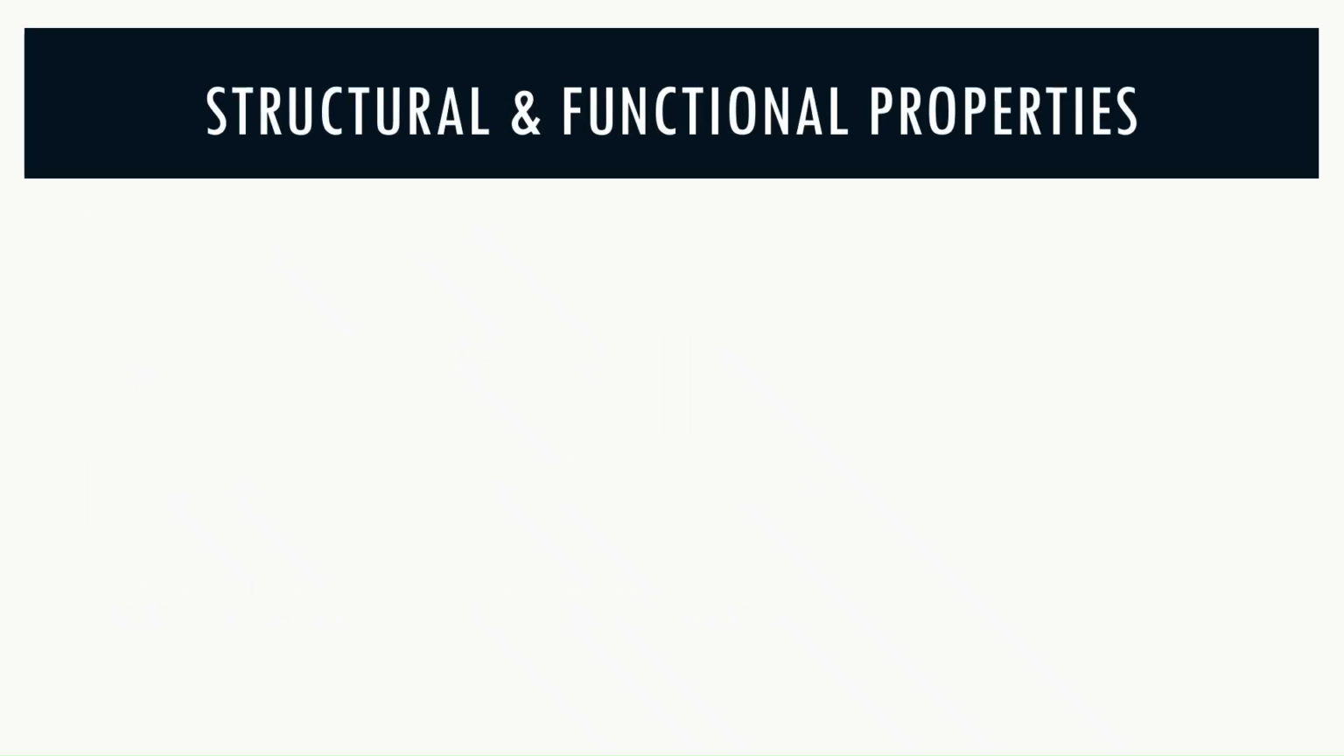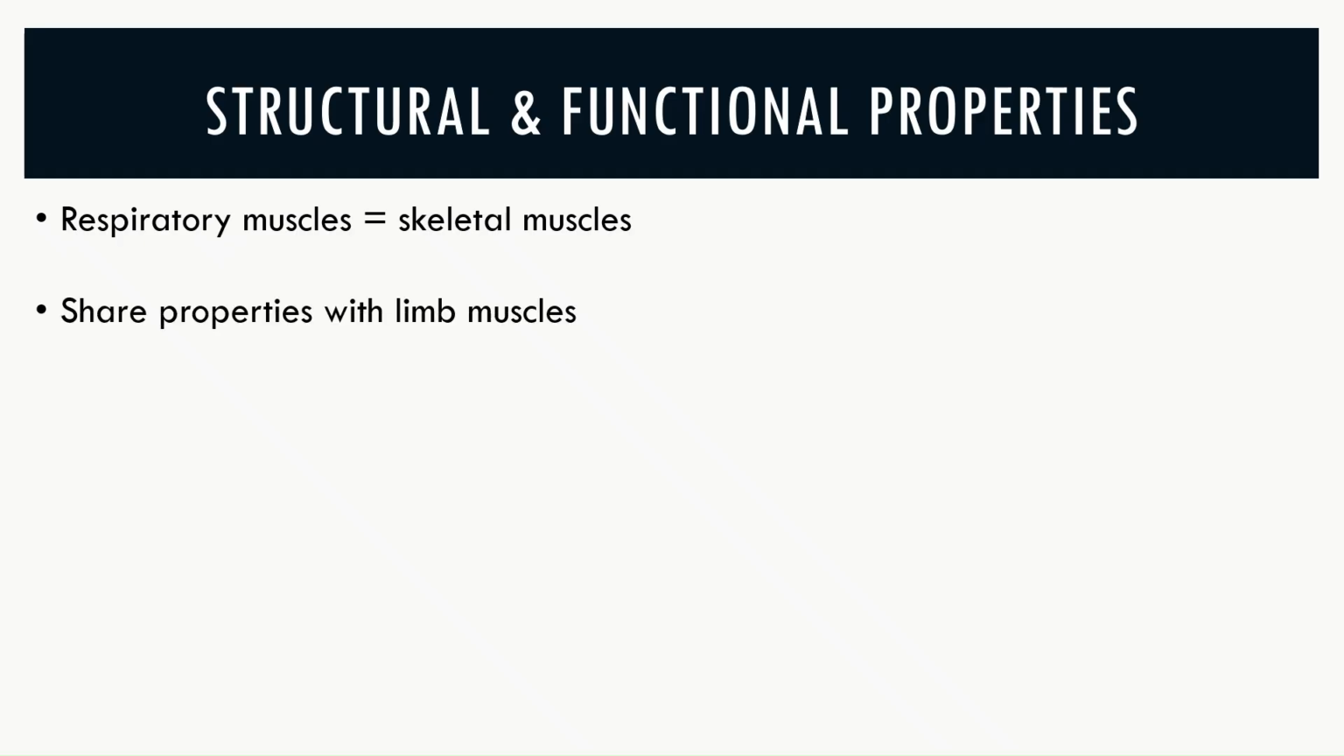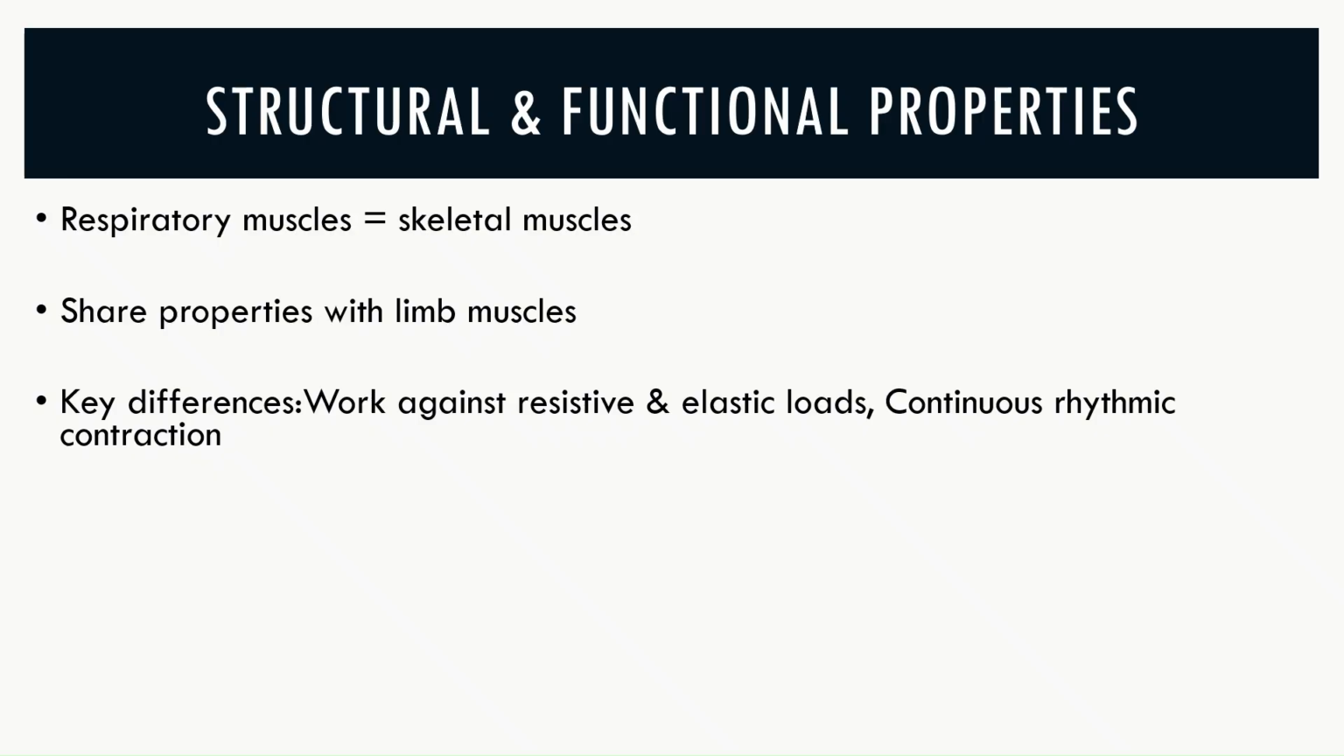Structural and functional properties of respiratory muscle overview. Respiratory muscles are skeletal muscles and share many characteristics with limb muscles. However, they differ in key ways. Instead of producing movement against inertial loads, they overcome resistive and elastic loads. They contract rhythmically and continuously, making them essential for survival.